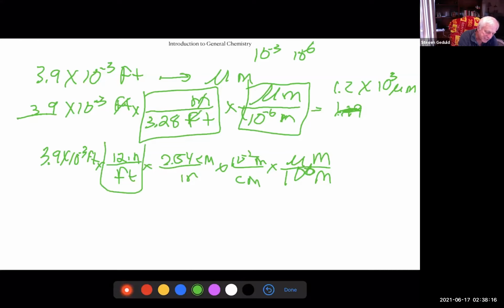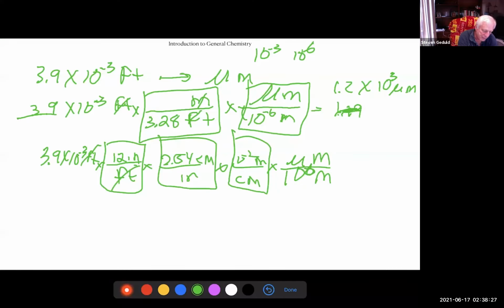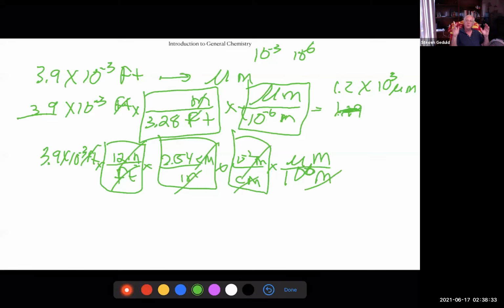Every one of these has to equal 1. You're always multiplying by 1, so you never change the value, only the units. And then the units have to cancel: feet on top, feet on bottom; inches top, inches bottom; centimeters top, centimeters bottom; meters top, meters bottom. You do those two rules, you won't miss it. Make sense?